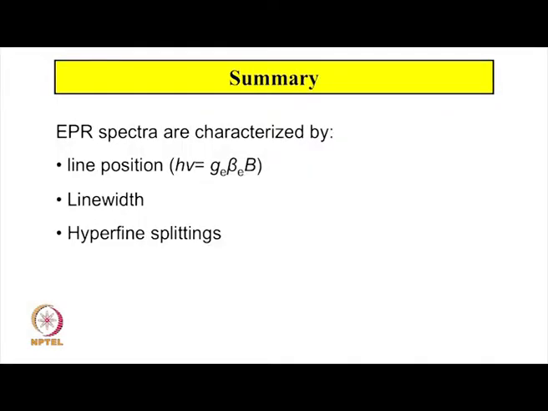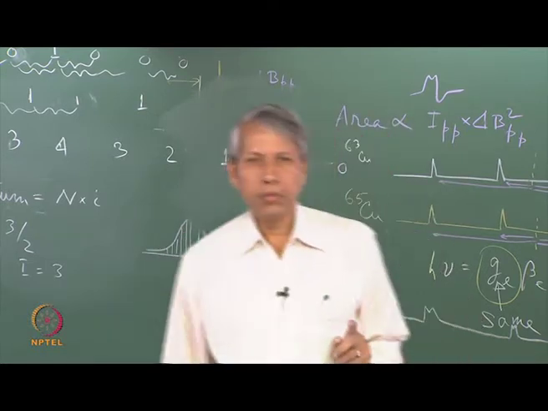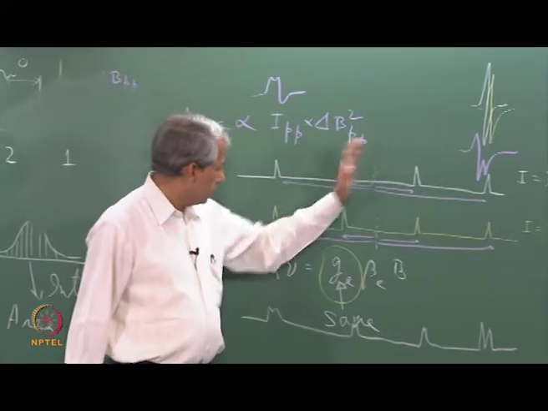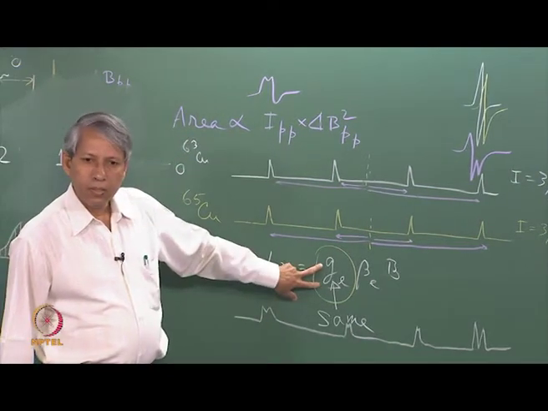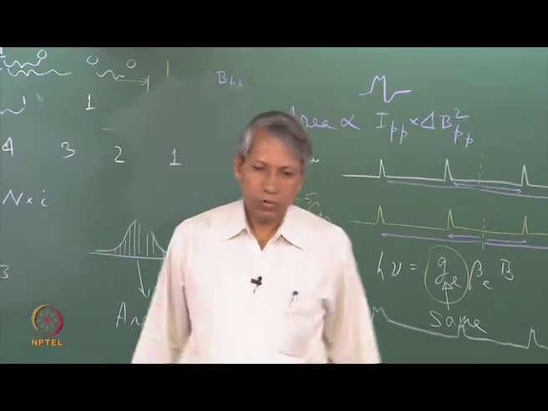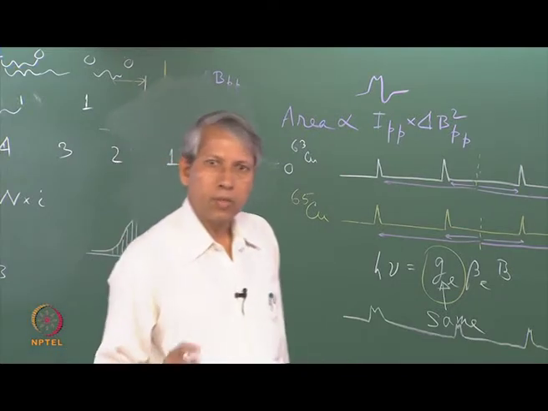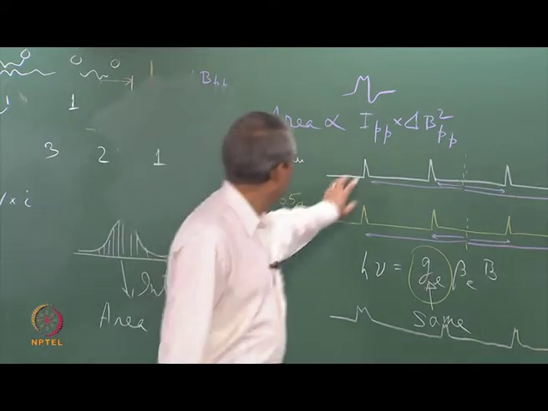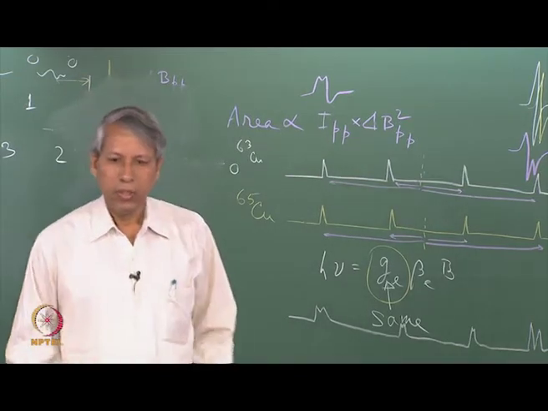The summary is that all EPR spectra are characterized by basically three things. One is the line position, which for any spectrum is given by this relationship, essentially the g value. Then the width, which is also a very important property. We saw that for most organic free radicals the widths are very similar, but this is not necessarily true for transition complexes like copper complexes or vanadyl complexes, where the widths are different. And of course, the hyperfine splitting, how many lines there are and their relative intensities. These are the characteristics of EPR spectra.